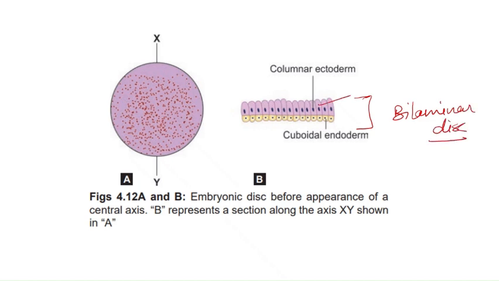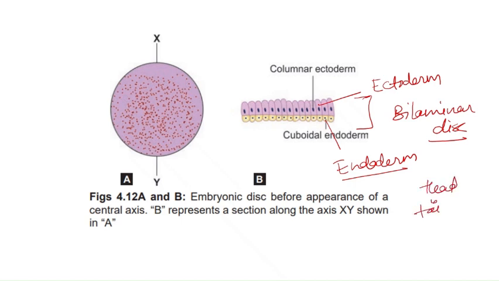Above is, we can say, the ectoderm, and this is the endoderm. As you can see, at this stage we can't decide which part is going to be the head and which part is going to be the tail. So there is an important structure that decides which part of the embryonic disc is going to be tail and which part is going to be head.